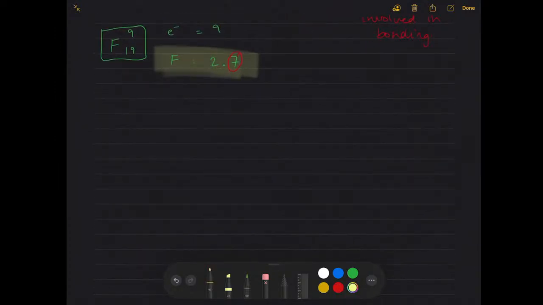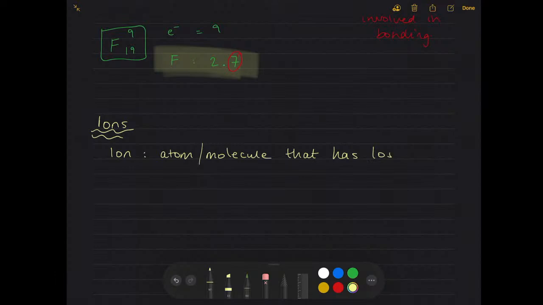So, the next section I want to move on to is ions. And we're going to start pulling everything we've learned together. And to begin with, we need to understand what an ion is. An ion is an atom or molecule that has lost or gained electrons to become charged.